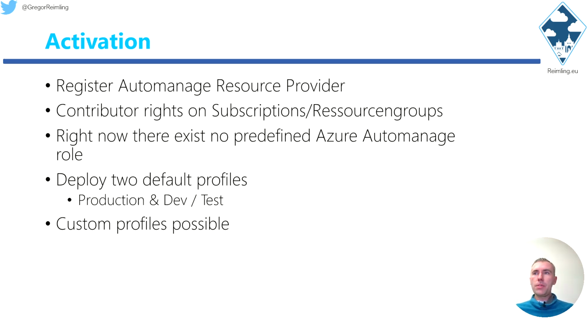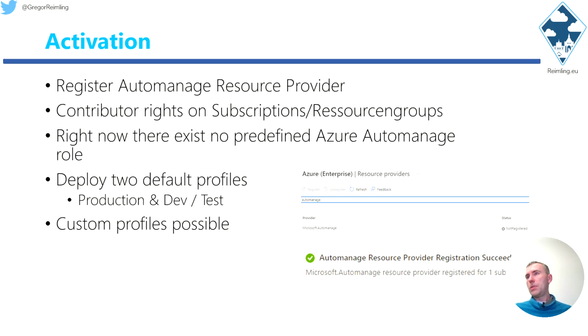What I have also mentioned is that in the default configuration, when you start with Azure Automanage, it comes with two default profiles, the production and dev test profile, but you can easily deploy additional custom profiles. And here you see when you register the Azure Automanage provider, it will be taken automatically when you have the correct rights.